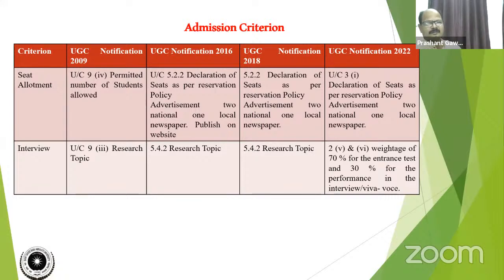shall be declared by the institute or by the research center, and then they call for interview, with a 1:4 ratio for the interview. After the interview, the final list of students is created on the basis of the criteria laid down, that is, 70% weightage to the entrance test and 30% to the interview. This is the major change during the UGC notification 2020.